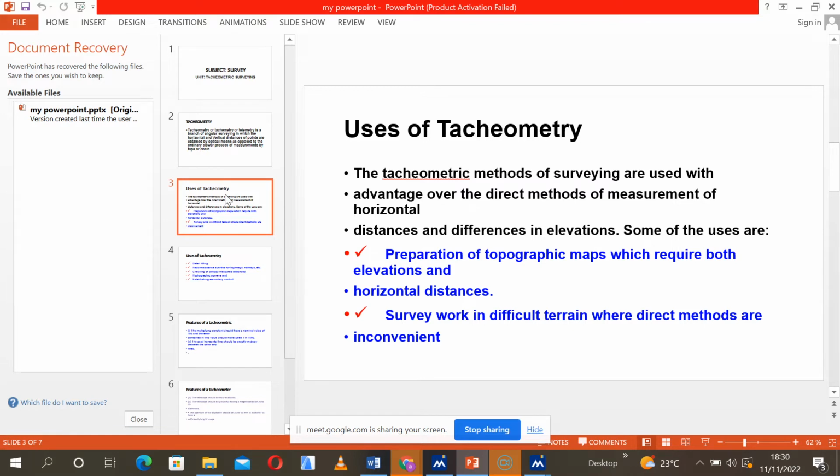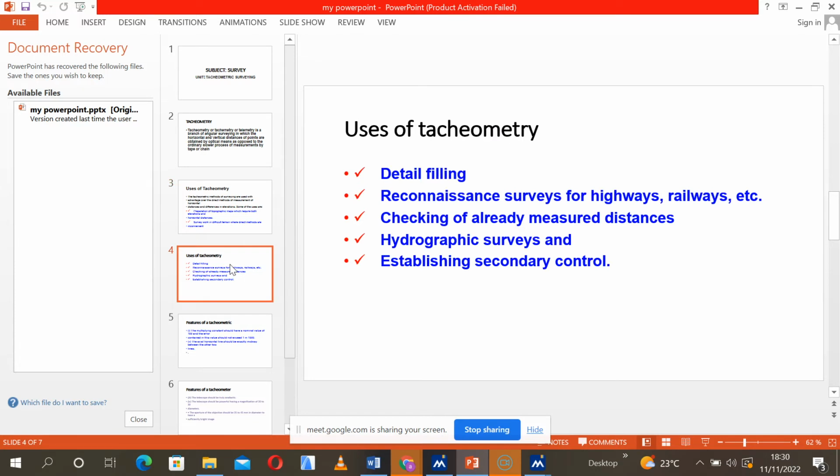Another use is detail filling, and the next one is reconnaissance surveys for highways and railways. Also, it is used for checking of already measured distances, for hydrographic surveys, and for establishing secondary control.